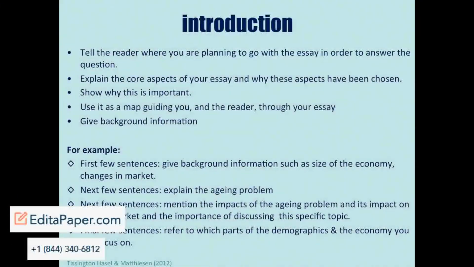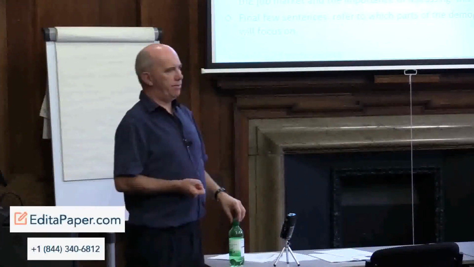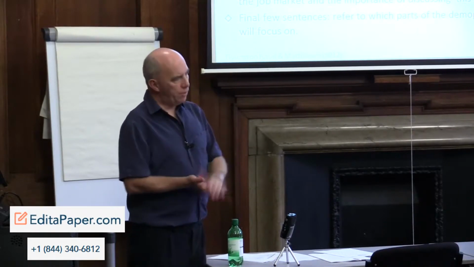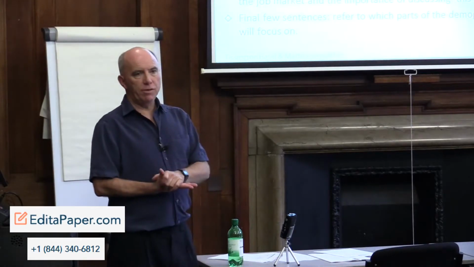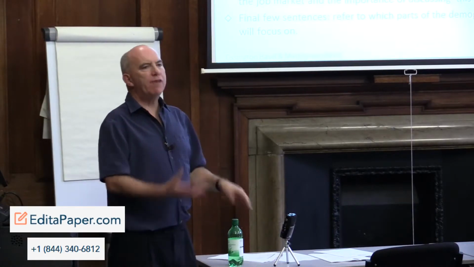And the final few sentences refer to which parts of the demographics and the economy you'll focus on. So which are the most important aspects? Because you can't write about everything. Maybe you've got 1,500 words, 2,000 words, 2,500. You probably need a book to write this. You can't write a book. So you can't cover everything in depth.